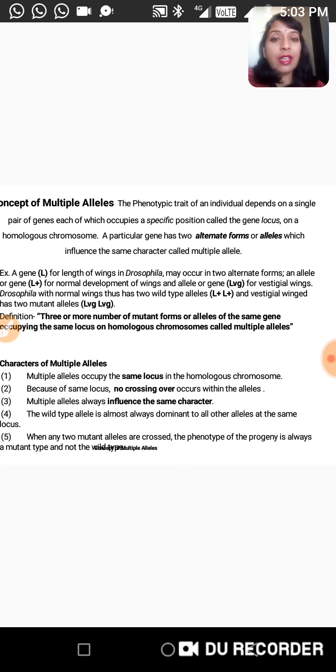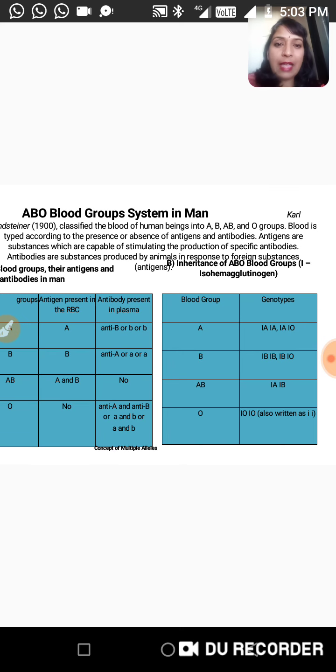So these are the characteristics controlled by multiple alleles. More than two genes are there which control the said character. So that's why we get variation in skin coloration, even in hair coloration, even in hair texture, right? So this is because of the influence of multiple alleles.